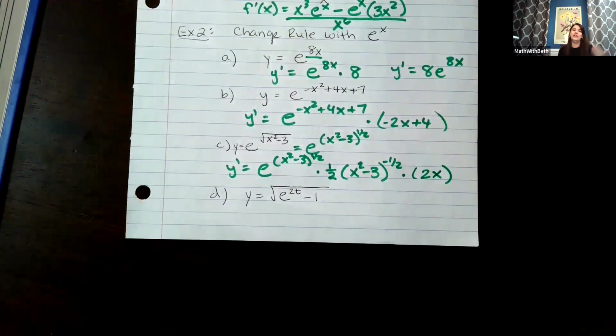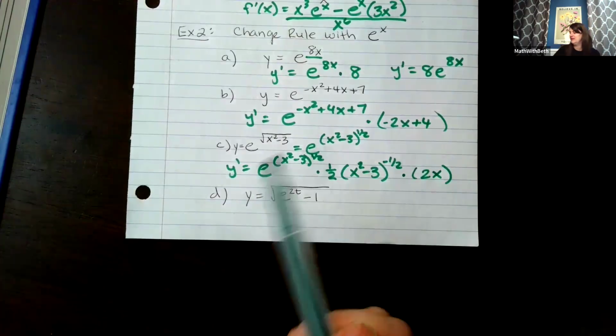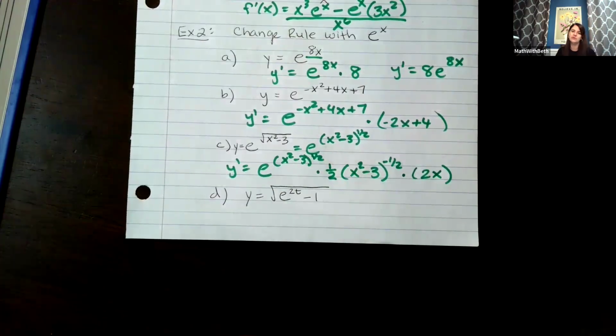So don't forget, there's no limit to how many things can be inside other things. So in this case, we basically had two chain rules going on.